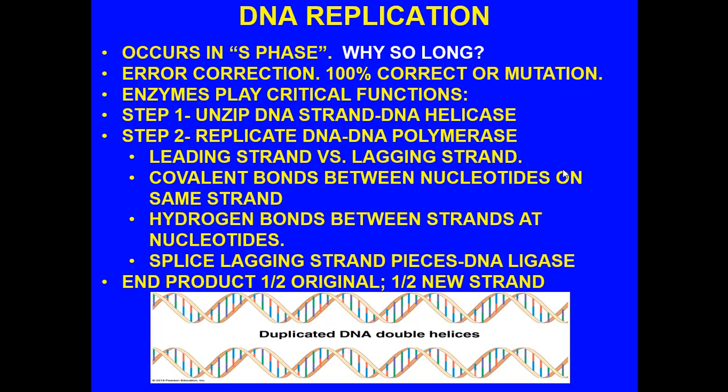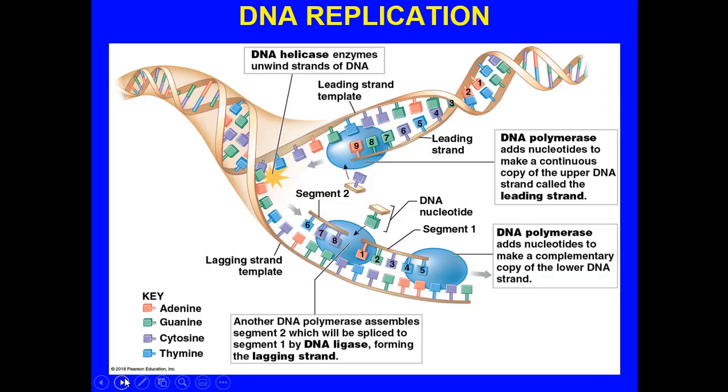So I've been talking about this for a few minutes. What's the end result? Remember I said that one strand would be the template, and then you'd have the DNA polymerase making the replacement strand. So you have one strand that is original, one strand that is new. Here's what I mean. First off, DNA helicase is here, and it's separating the two strands. And this is pretty easy because this is the leading strand.